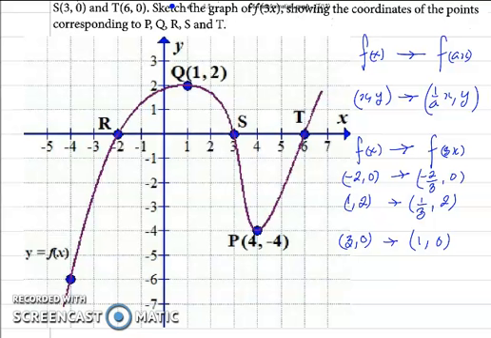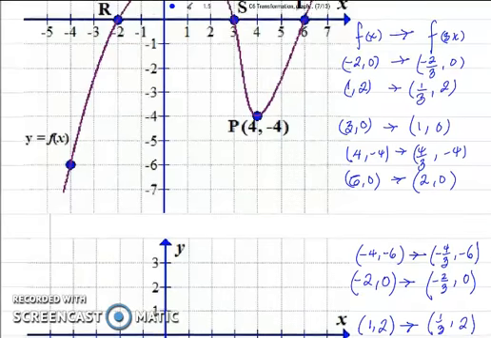In other words, I'm going to divide the x coordinate by 3 and the y coordinates remain the same. The point P, which is (4, -4), becomes (4/3, -4). And finally, T, which is (6, 0), becomes (2, 0). All right, so let's go down to the graph below this and do the sketch.